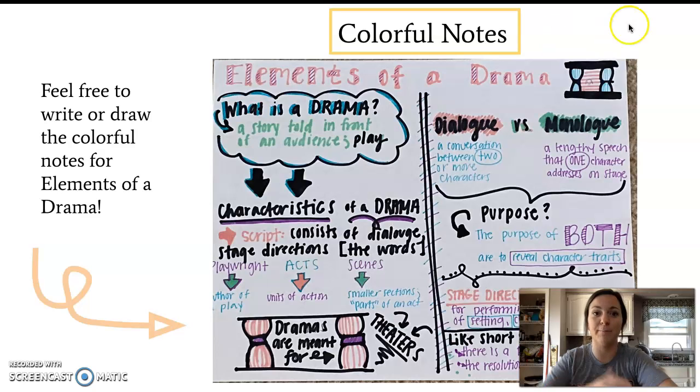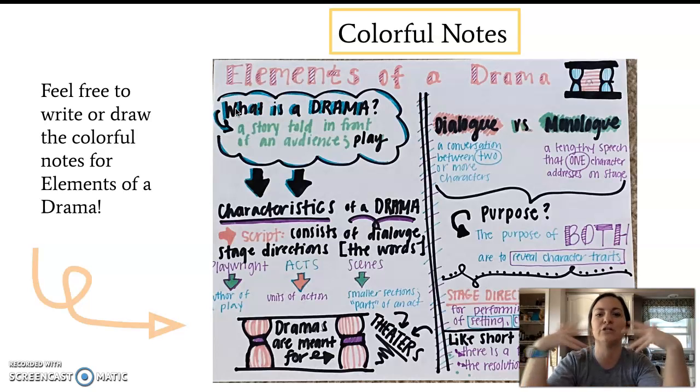And so let's start here. I'm going to point to it on my screen and go along with me. So, elements of a drama. What is it? An element of a drama is basically a story that is told in front of the audience. It's simply just a play.